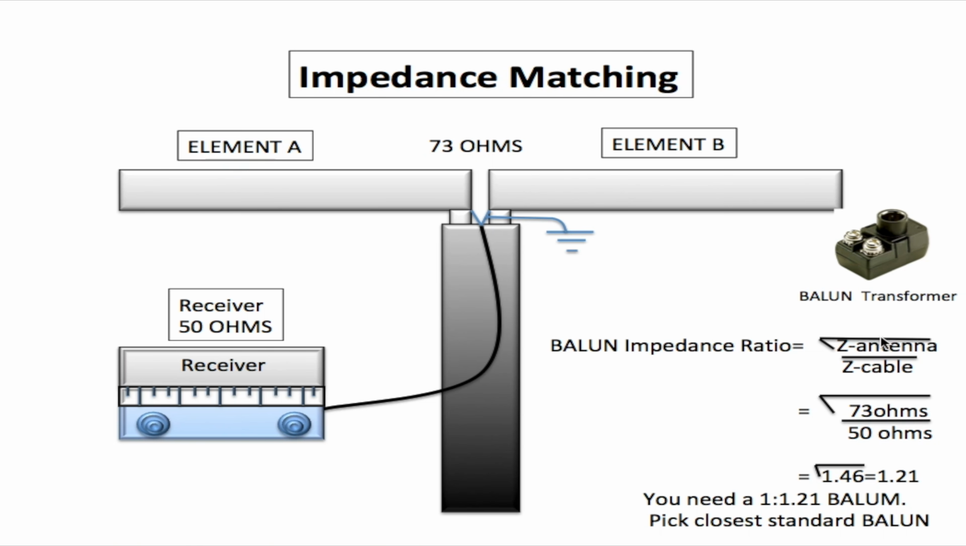And then we take the square root of that. So under here we have 73 ohms over 50 ohms. So we divide 73 by 50, and then we take the square root of the result. The result is 1.46. We take the square root of that and we get 1.21. So our Balun transformer would be 1 to 1.21. Now I don't believe there's a 1 to 1.21 Balun, so you'll pick the closest standard Balun that you could find.